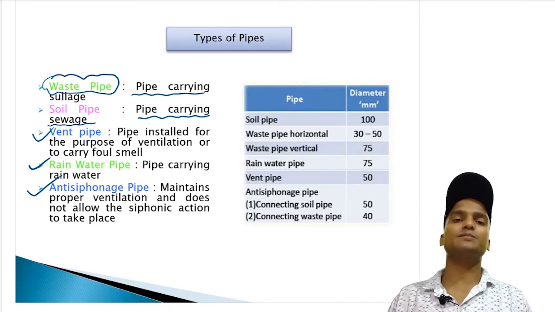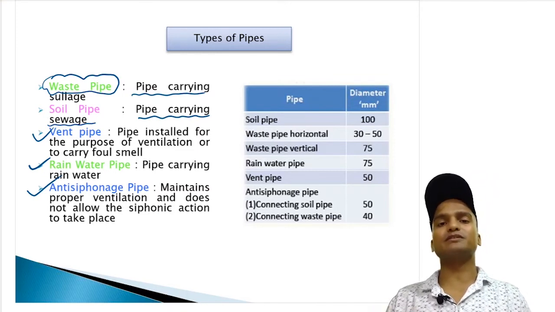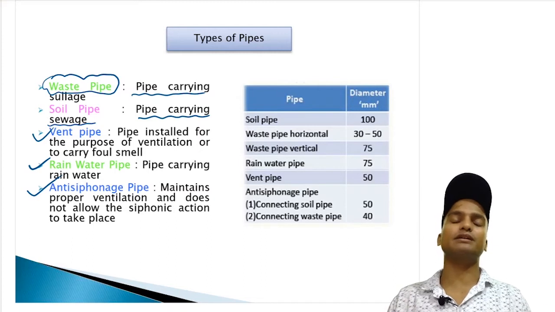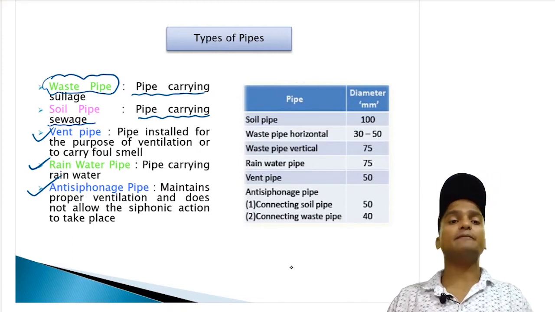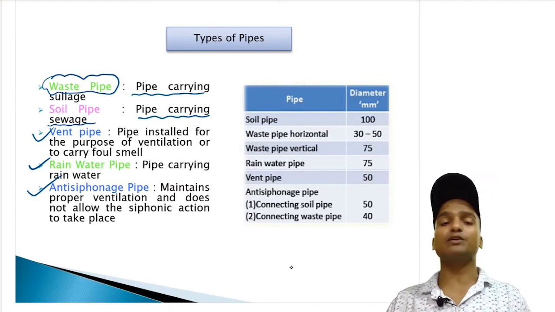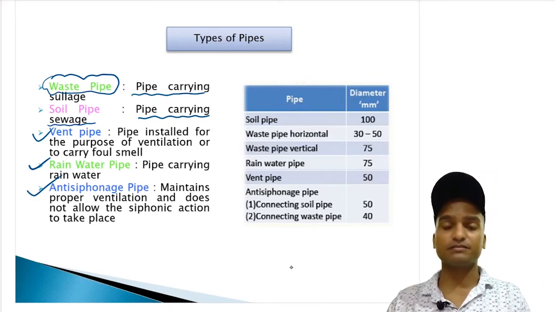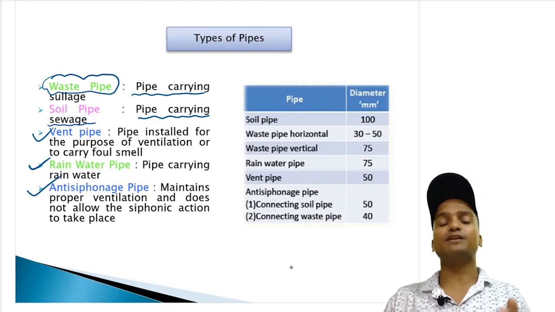So anti-siphonage pipe reduces the pressure formation inside the pipe wherever it happens, and it also maintains proper ventilation in the pipe. And depending on different types of pipe we are going to use in house drainage system, we provide the pipes of different sizes.